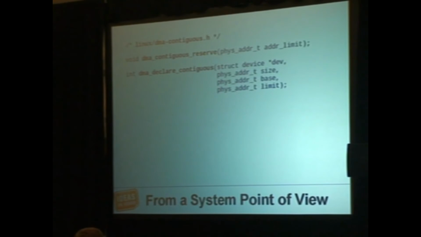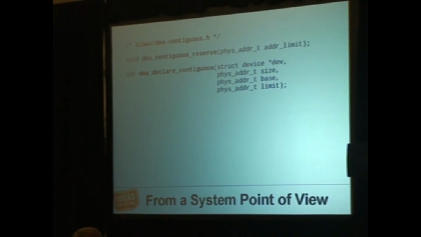And we have two functions in the implementation. The first one has to be called in the architecture code right after initializing the early memory allocator. And that will just tell the system, please reserve a big chunk of memory for physical allocation. You give it an address limit, so it will not reserve a chunk that's above that limit. And the size of the chunk that's reserved is actually given in the kernel configuration and can be overridden on the kernel command line. And the second function also reserves a piece of memory for physically contiguous allocation, but reserves that for a given device.